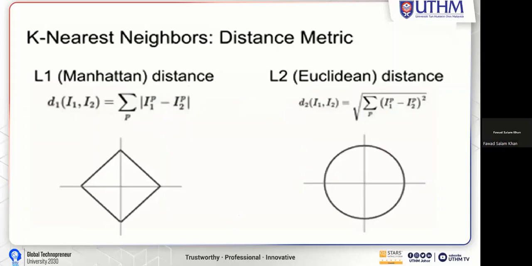K nearest neighbor normally uses Manhattan distance and Euclidean distance. In Manhattan distance, we calculate along the axes, in the form of triangles. In the Euclidean distance, we find the distance between pixel values with x1, y1, x2, y2, using this formula.